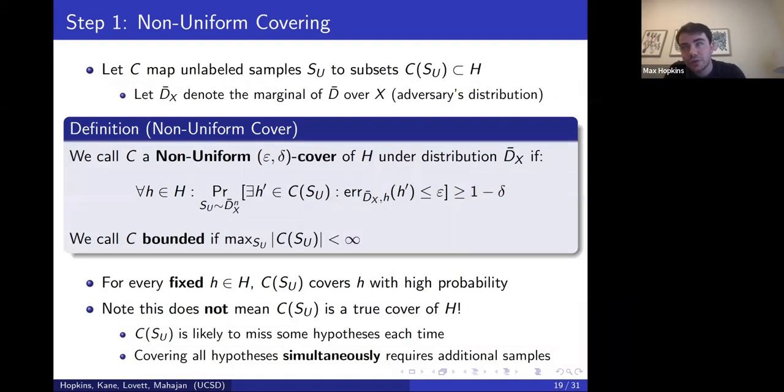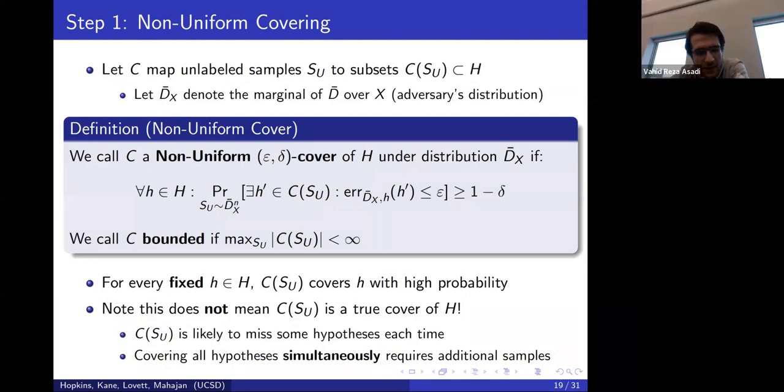That's, I think, true for every distribution over H, but the statement is a little bit different. It says for every fixed H, with probability 1 minus delta over the samples, CSU will contain something close to H. That's a slightly different statement. It says if you fix any hypothesis and you draw an instance of the cover, with probability 1 minus delta, it's going to cover that hypothesis.